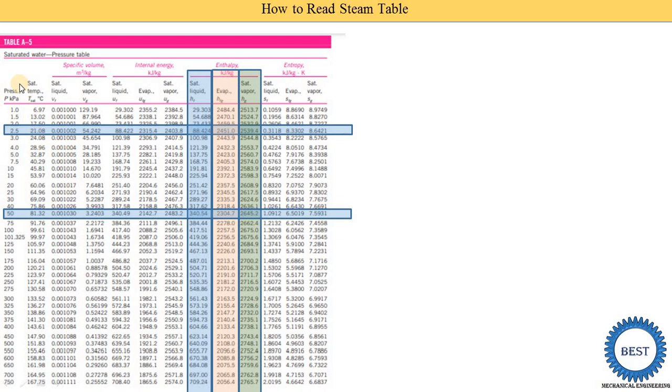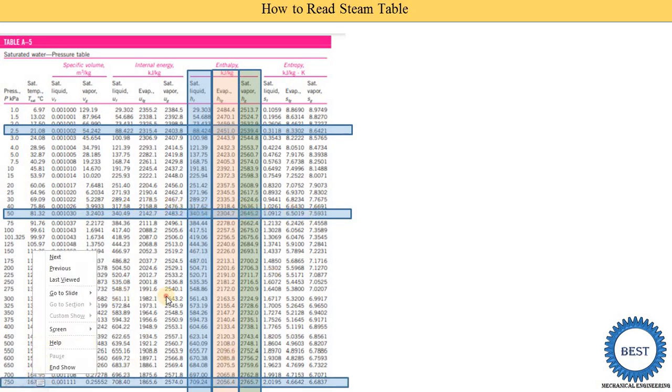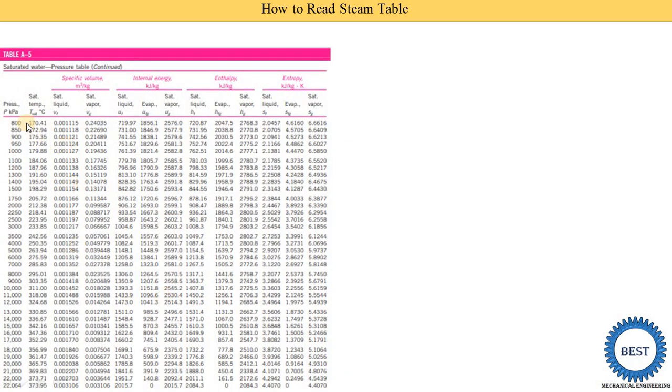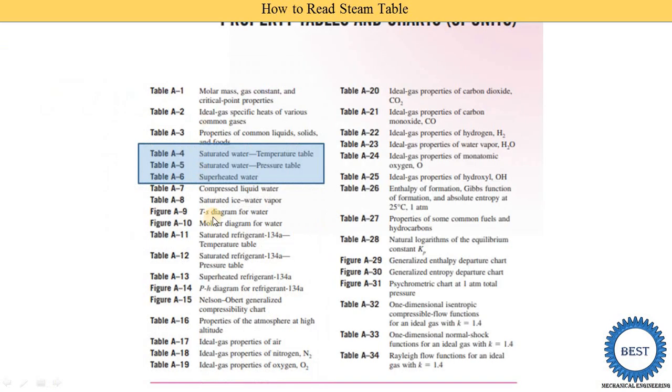Suppose you need to find other properties of the steam at a pressure of 50 kilopascals. Here we come to the first column, read 50, and find any property required. In the same way up to 750 kilopascals. Then you can move ahead to the second page, which starts from 800 kilopascals to 22,064 kilopascals. So various ranges are covered.